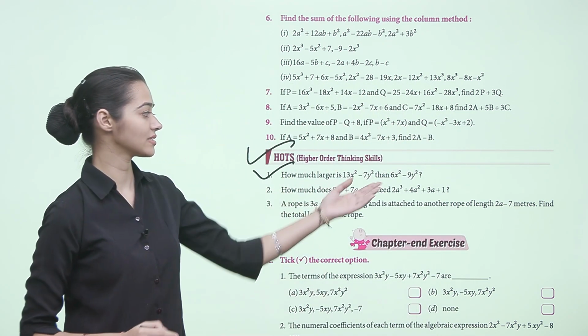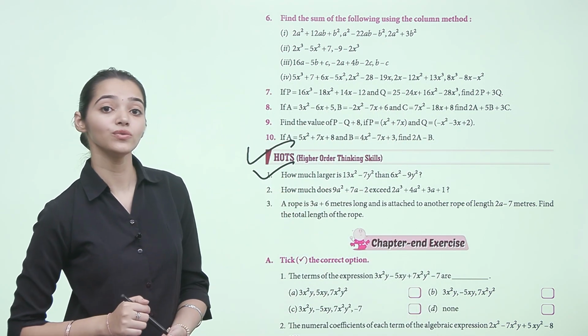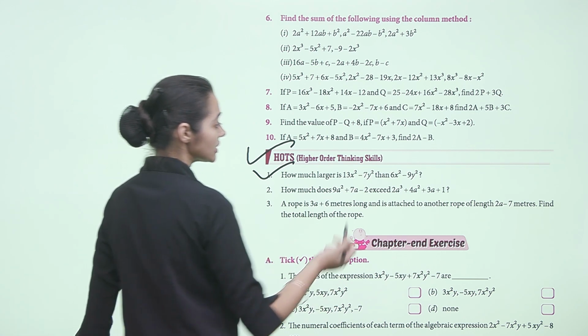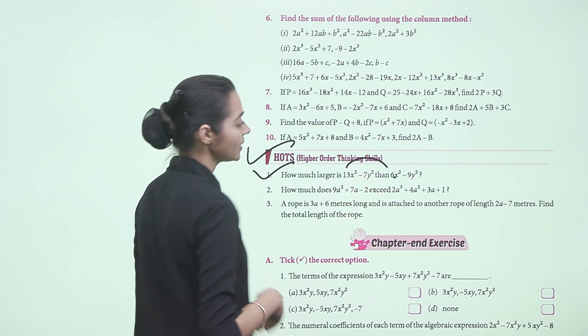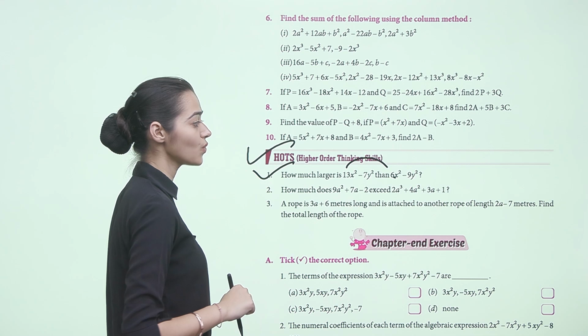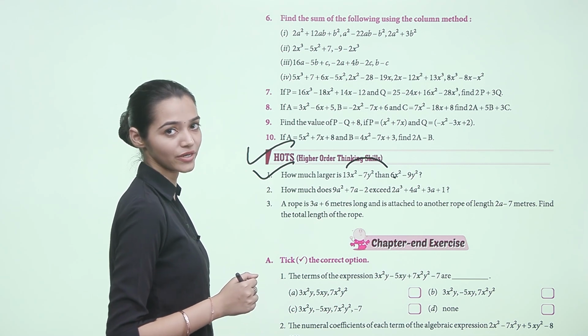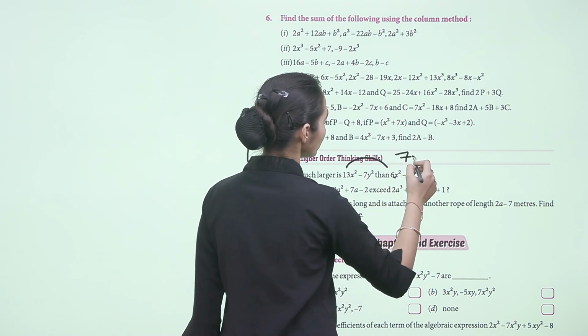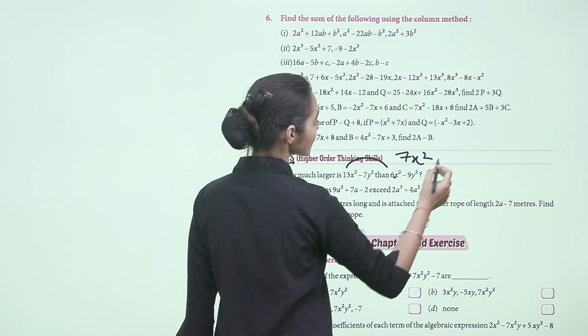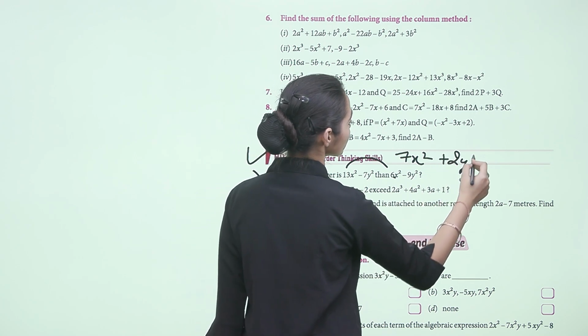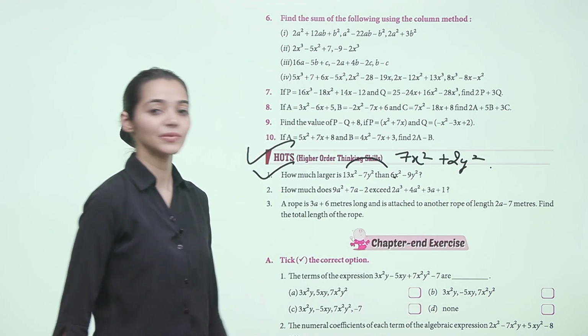How much larger is this number than this one? So what we will do, we will subtract. This is 13x square minus 6x square, so it will become 7x square, and minus 7 plus 9, that is plus 2y square. That's how you can complete the remaining ones.